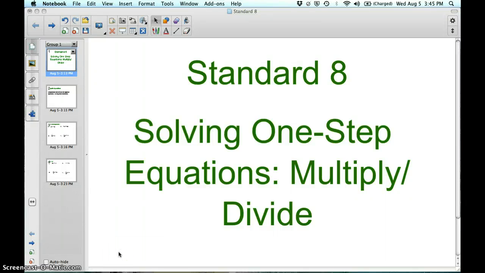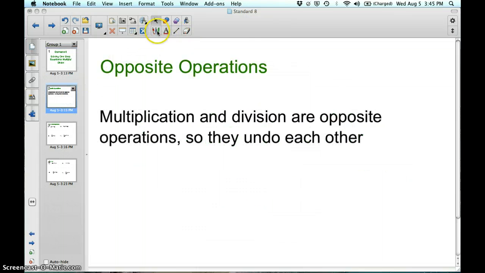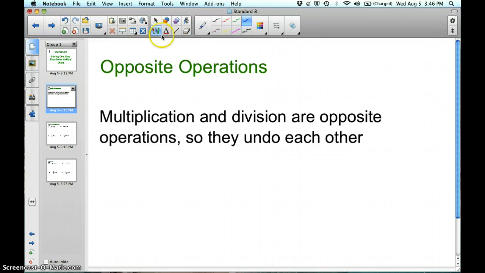This is standard number 8, solving one-step equations by multiplication and division. Okay, so last standard we talked about opposite operations. This standard we're talking about opposite operations, multiplication and division. Since they are opposite operations, they undo each other. Okay, so this is going to be an important concept for this standard.